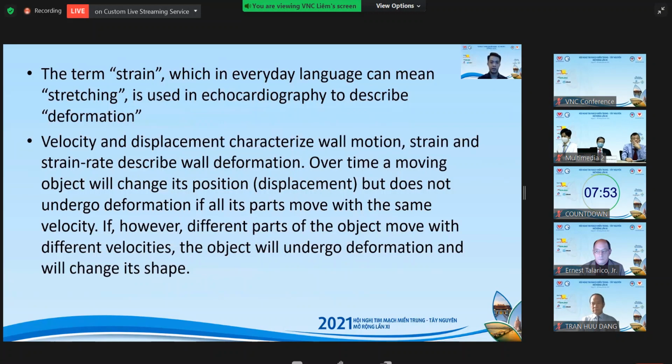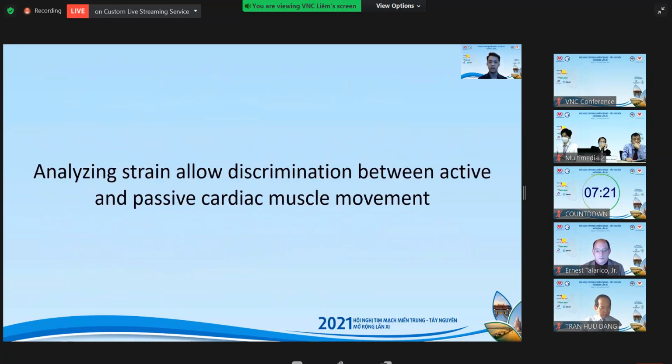The term strain can mean stretching or deformation. Velocity and displacement characterize wall motion. Strain and strain rate describe wall deformation. Because different parts of the object move with different velocities, the object will undergo deformation and will change its shape. Thus, wall motion measurement cannot differentiate between active and passive movement of myocardial segments, whereas deformation analysis allows discrimination between active and passive cardiac muscle movement.